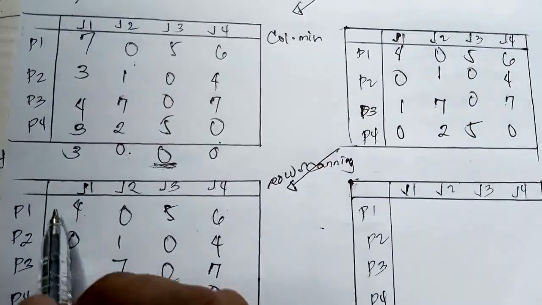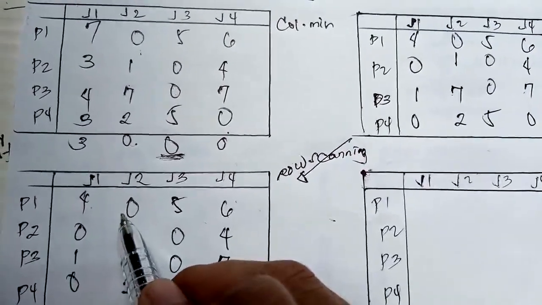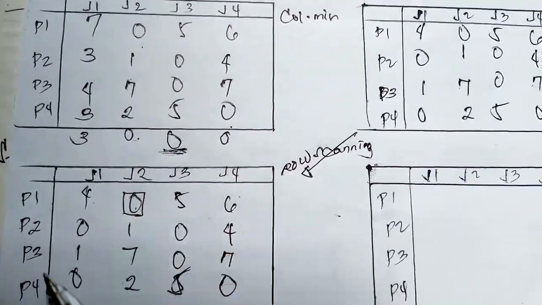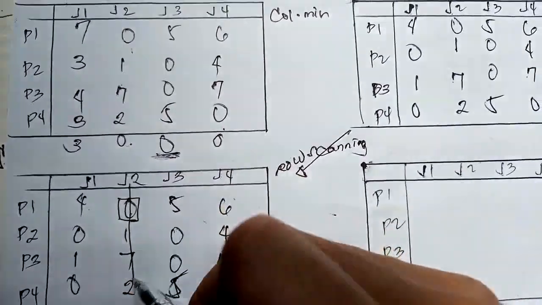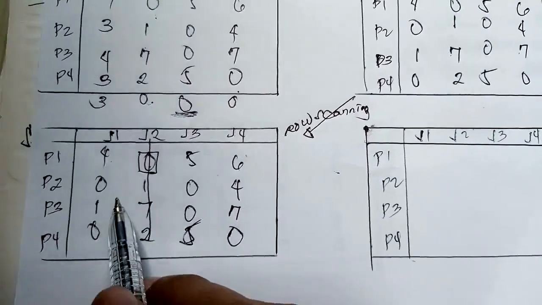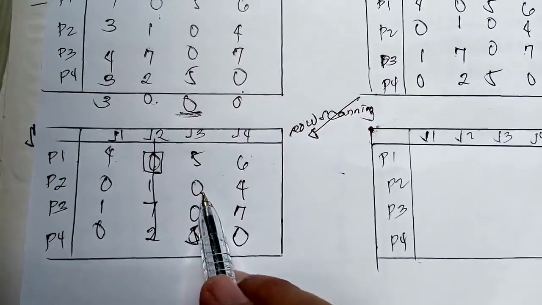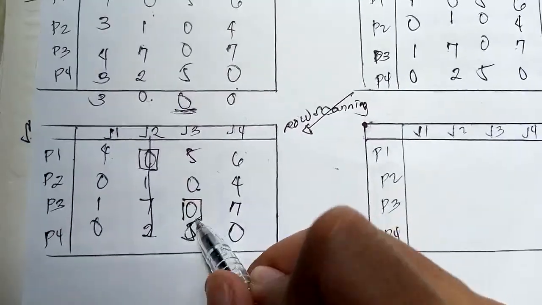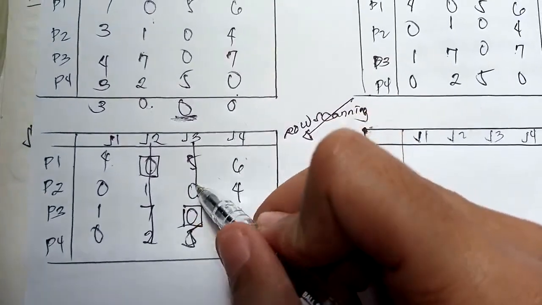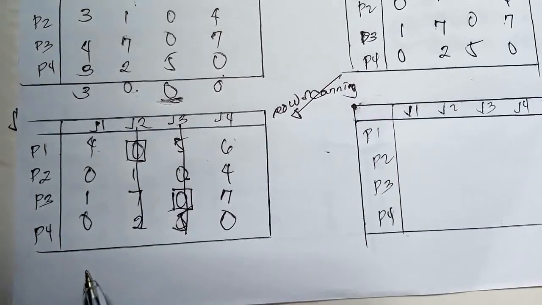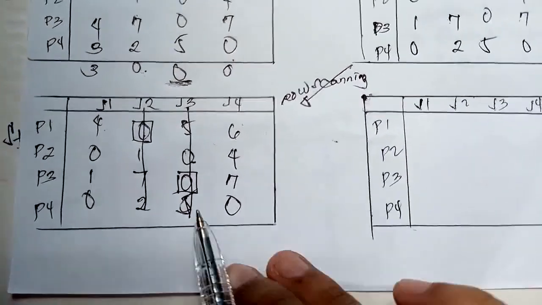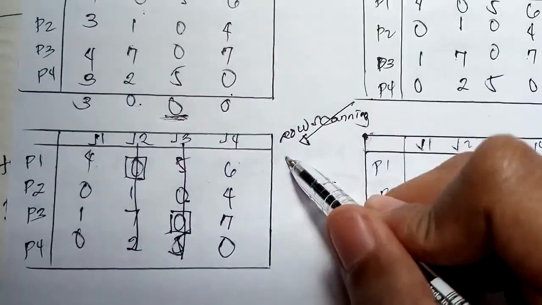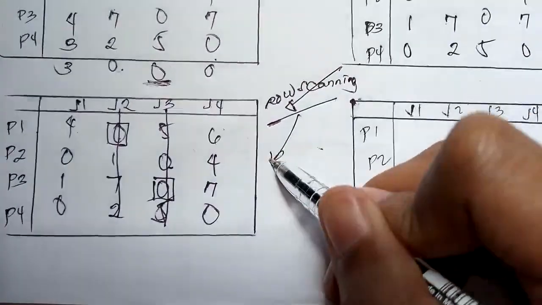In row scanning, in this row we have one 0, so let us mark here a square and draw a vertical line. In the second row, we have 2 zeros, so we have to skip that. In the third row, we have one 0, so we mark it with a square and draw a vertical line. In row number 4, we have 2 zeros, so skip that for now.